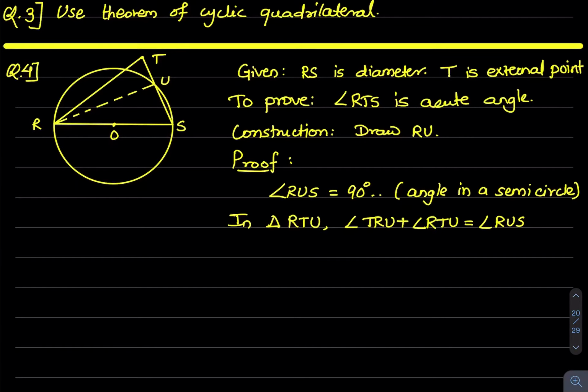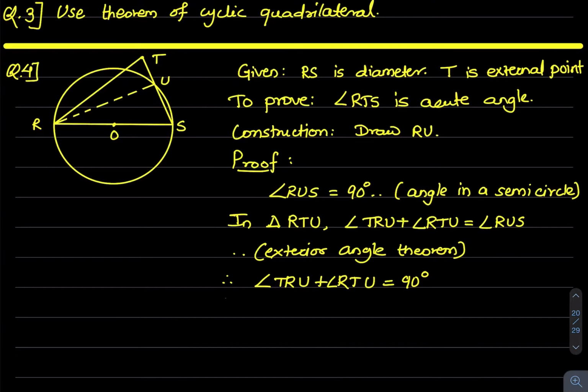Now in triangle RTU, angle TRU plus angle RTU is equal to angle RUS. This is the theorem of which statement? The exterior angle theorem. So we are using the exterior angle theorem here. So angle TRU plus angle RTU will be angle RUS. RUS is the exterior angle and these are the remote interior angles of this exterior angle. So angle TRU plus angle RTU will be 90 degrees, because the measure of RUS is 90 degrees.